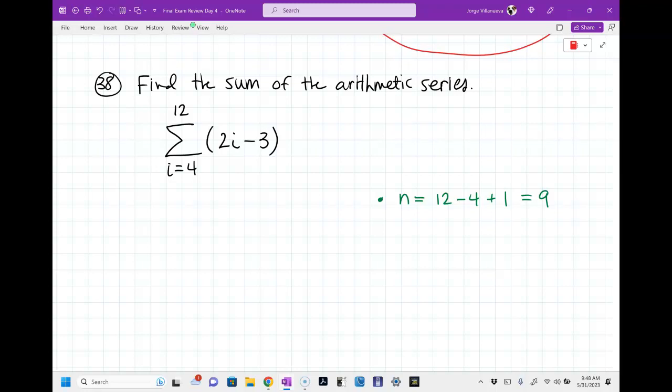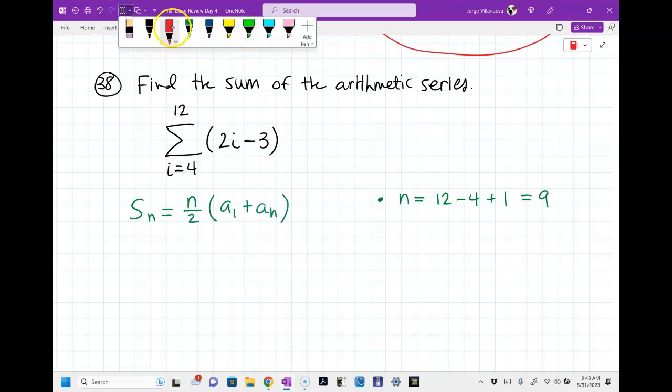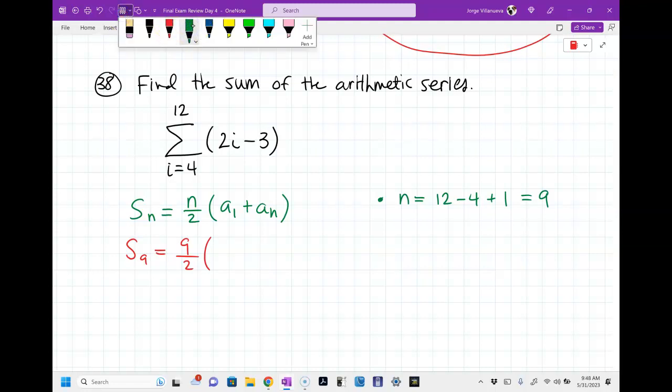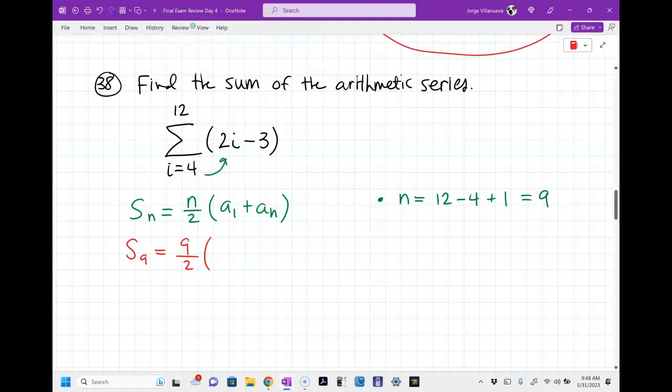My first term, remember, the reason I'm doing this is because I'm trying to fill this in. So I already know I have S sub 9 equal to 9 over 2. Now I've got to figure out my first term. So you're going to get the 4 and plug it in. So a sub 1 is plugging in a 4. That's 2 times 4 minus 3. That's equal to 5. So let's put a 5 in there.